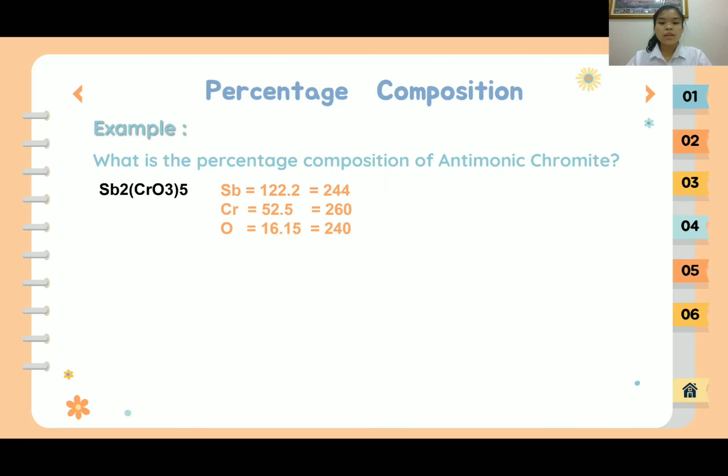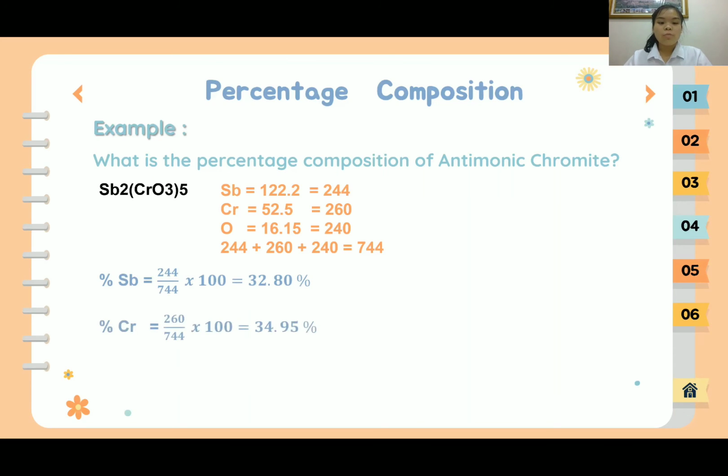The compound mass is 244 plus 260 plus 240, equal to 744. After this, just put into the percentage composition formula. Let's start from antimony. It's the mass of the element divided by 744, which is the mass of the compound, times 100, equal to 32.80%. Next is the chromium. The mass of the element is 260. The mass of the compound is 744 times 100, equal to 34.95%.